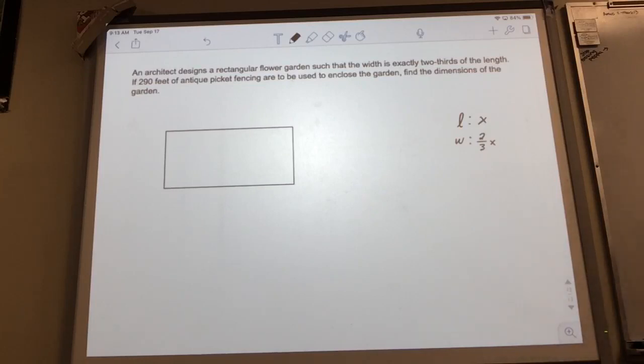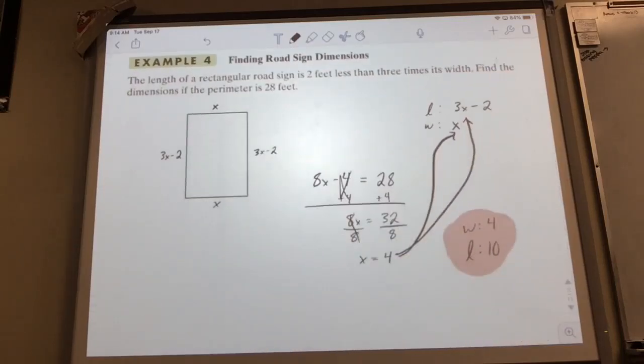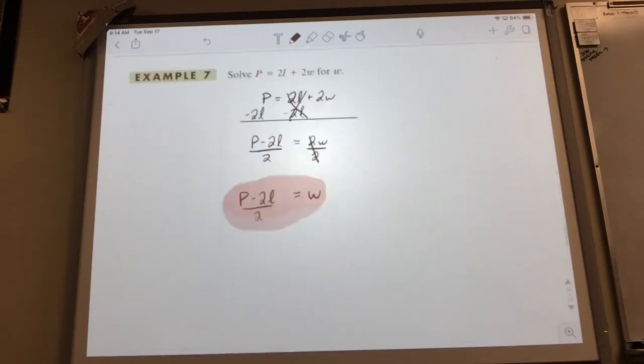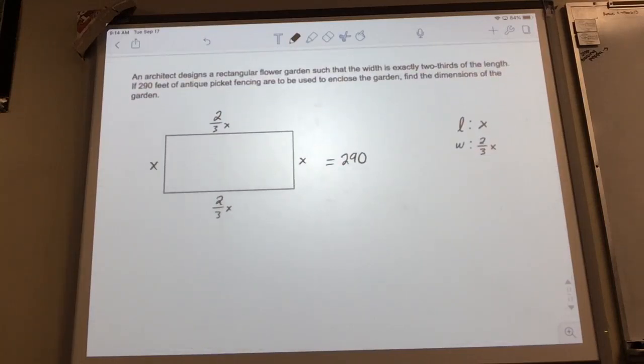So let's write that down onto the rectangle. So x, 2 over 3x, and 2 over 3x. It says that the total is 290. So you can see that this is just like this problem, but we have a fraction, and so that's why people asked a lot of questions about this. So we need to combine all this stuff to get 290.